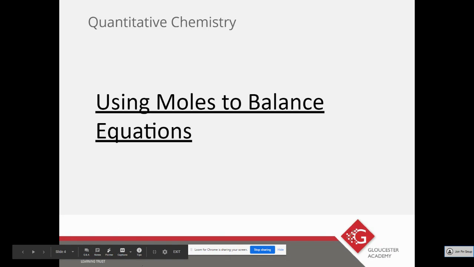So the title of today's lesson is Using Moles to Balance Equations. Write that title at the top of your page or at the next available space, underline it with a ruler and put today's date in the short form.